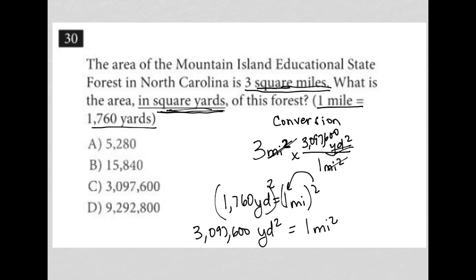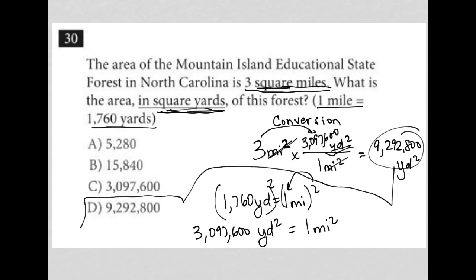All I have left is to multiply the two numerators together. So I'm multiplying 3 times that 3,097,600 number. And what I'm getting is 9,292,800. Again, that is square yards. So my correct answer here is choice D.